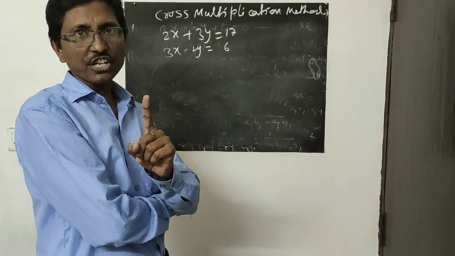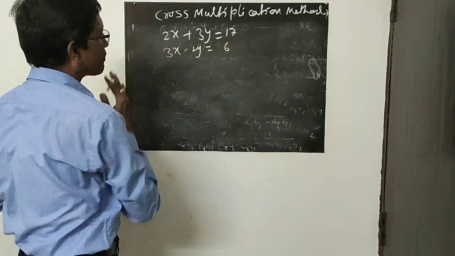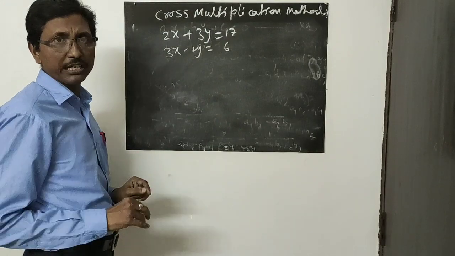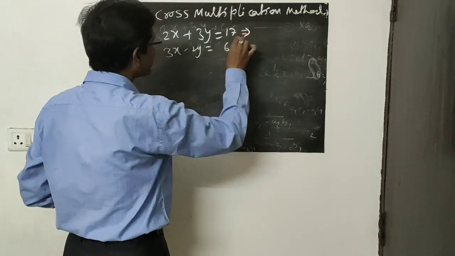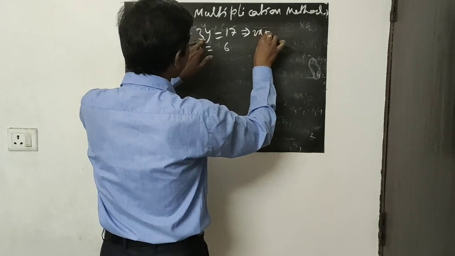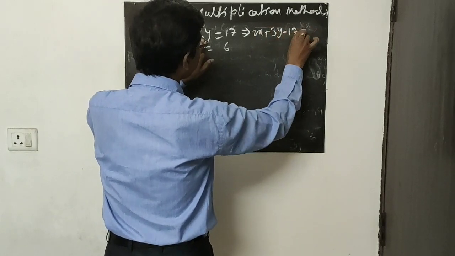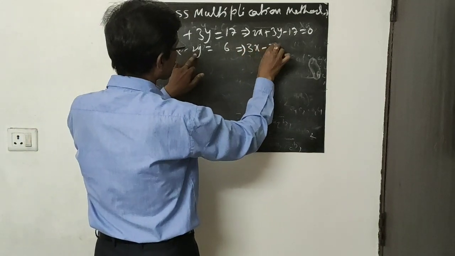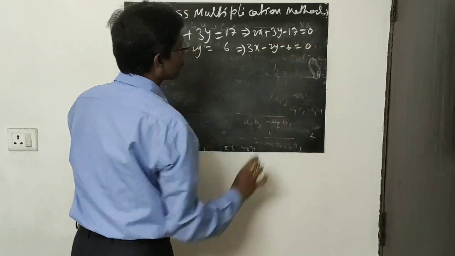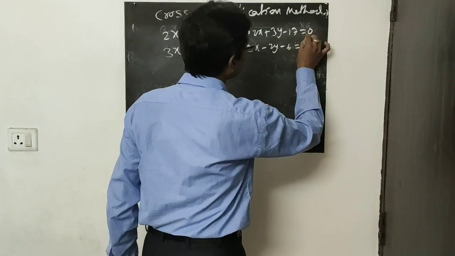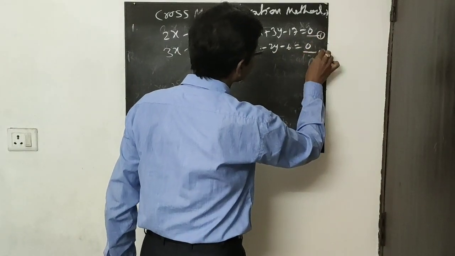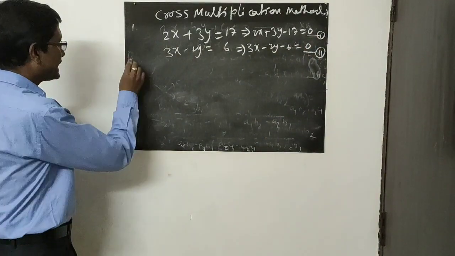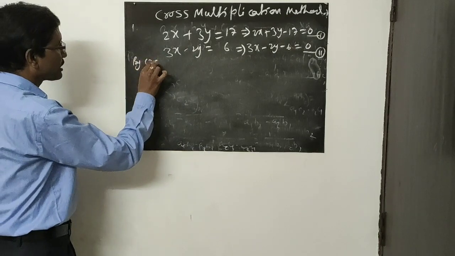Your first condition is what? Take all the terms to the left side. The right side should be 0. So from there you get 2x plus 3y minus 17 equal to 0, and 3x minus 2y minus 6 equal to 0. These two are the standard form of the equations. Then we will simply write it here by cross multiplication.